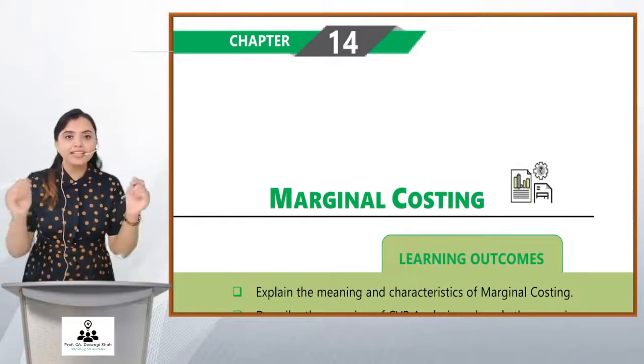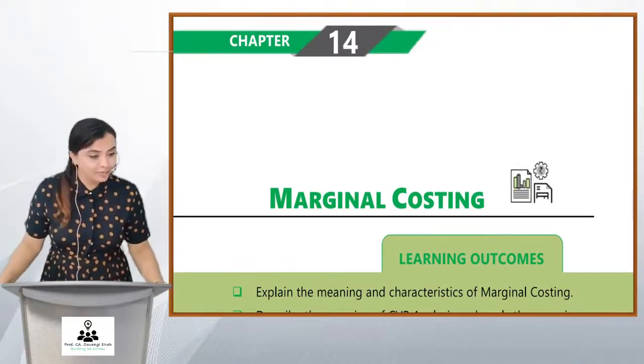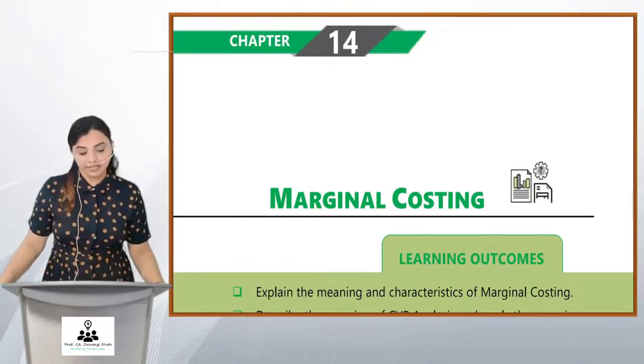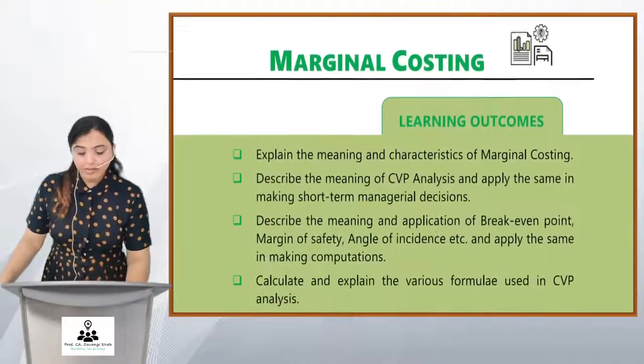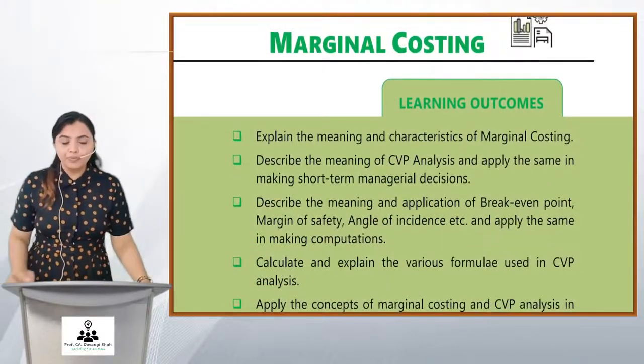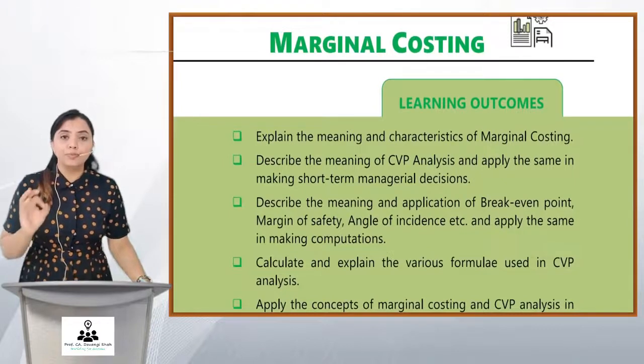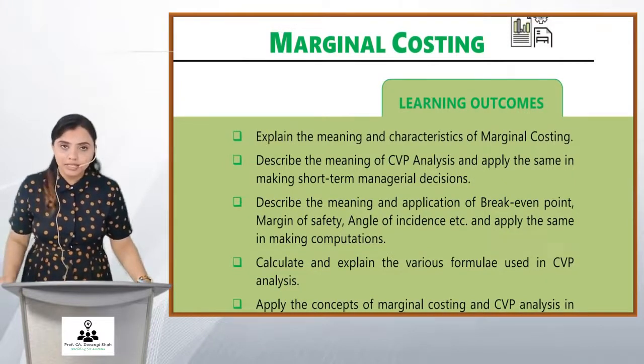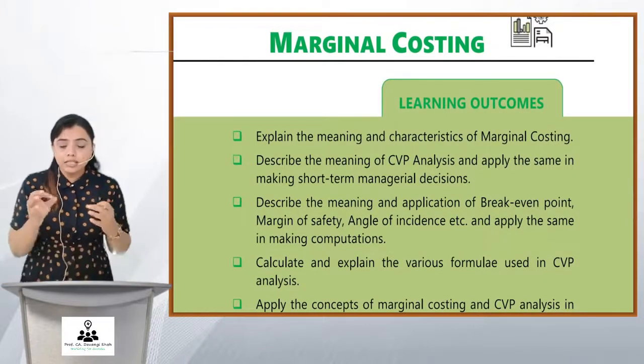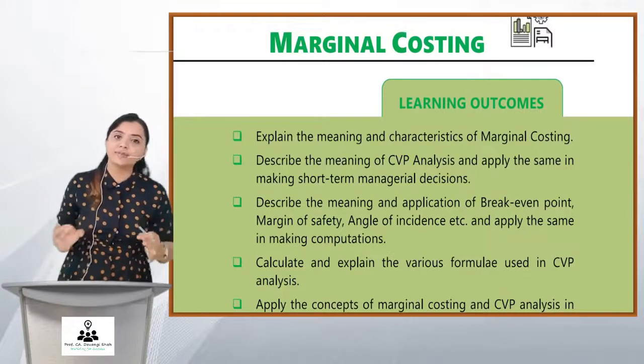And now let's get back to this session, that is marginal costing. Now when I solve ICAI module, firstly I presume that you know the basic things about marginal costing. Marginal costing is exclusively used for decision making.